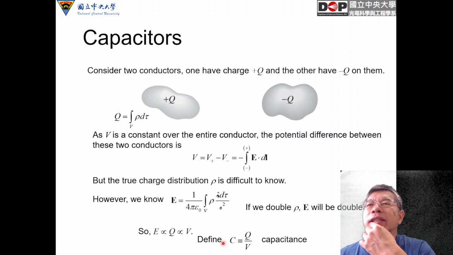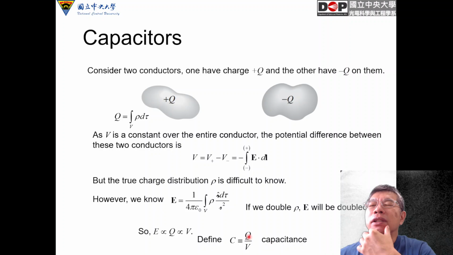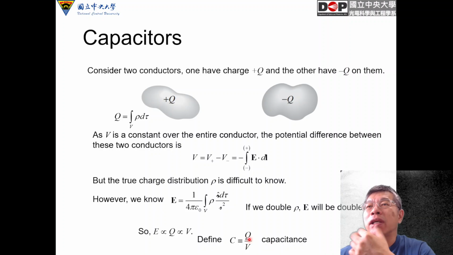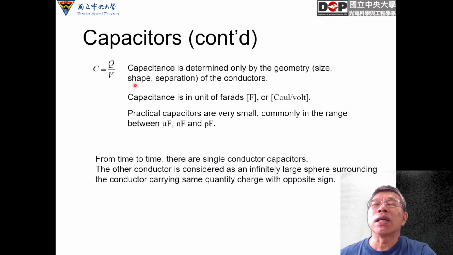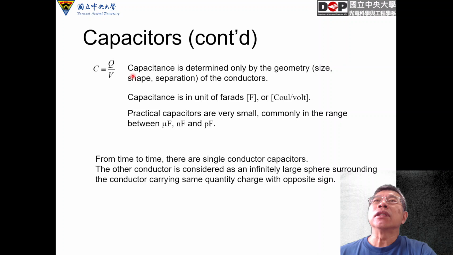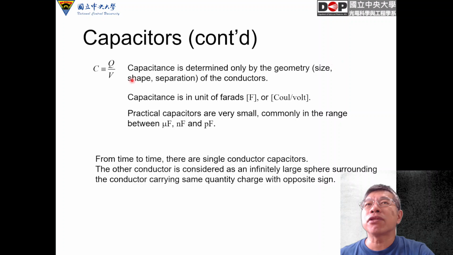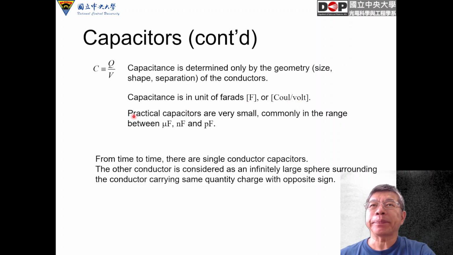So here we define something: capital C is the capacitance. It's the charge divided by the potential difference, because they are proportional. C is the capacitance, that is the important parameter. By definition, capacitance is determined only by the geometry, the size, shape, and separation of the conductors we mentioned. Capacitance is in the unit of farad, or F, coulomb per volt.